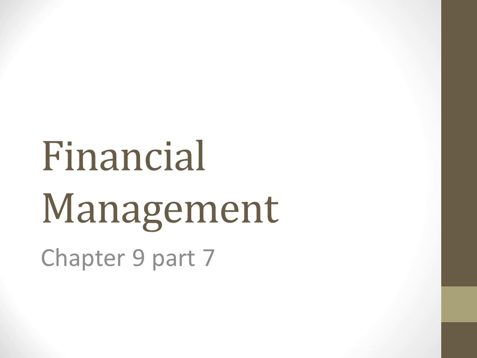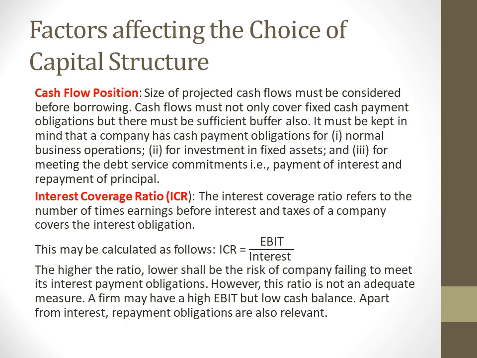So the next one, we will study about the factors affecting the capital structure. The first factor affecting capital structure is cash flow position. It means a company has to decide either to raise from debt or to raise from equity. Now, if a company raises funds from debt, it has to make fixed cash payment obligations, and it should have sufficient cash with the company itself.